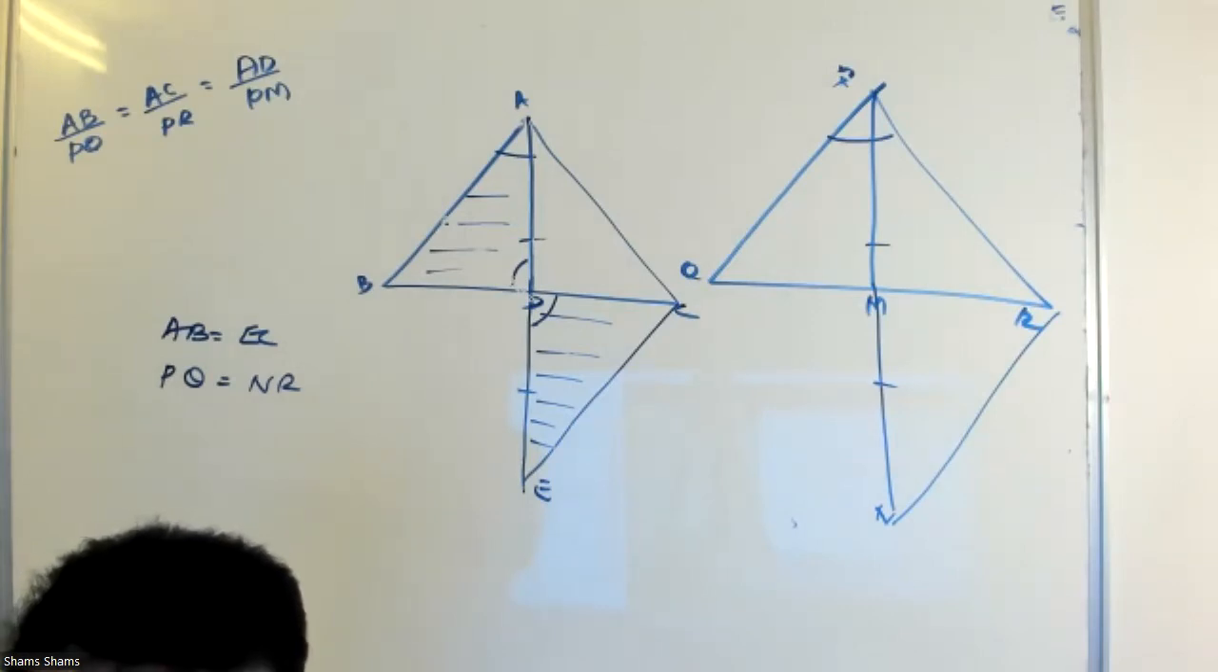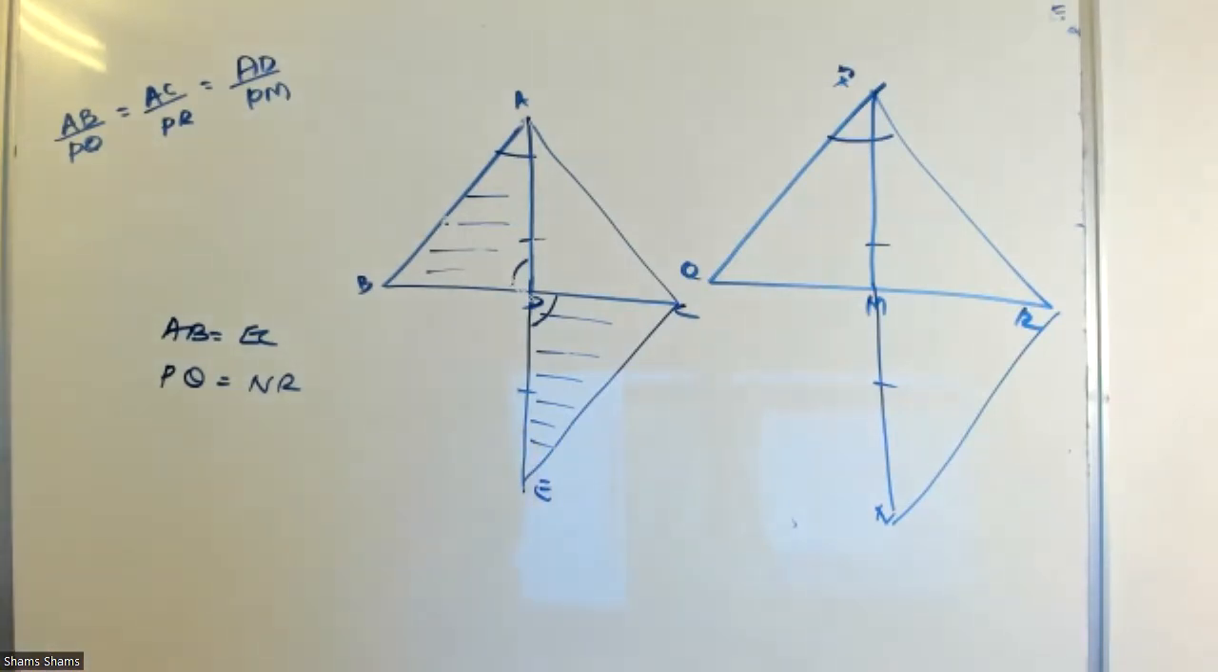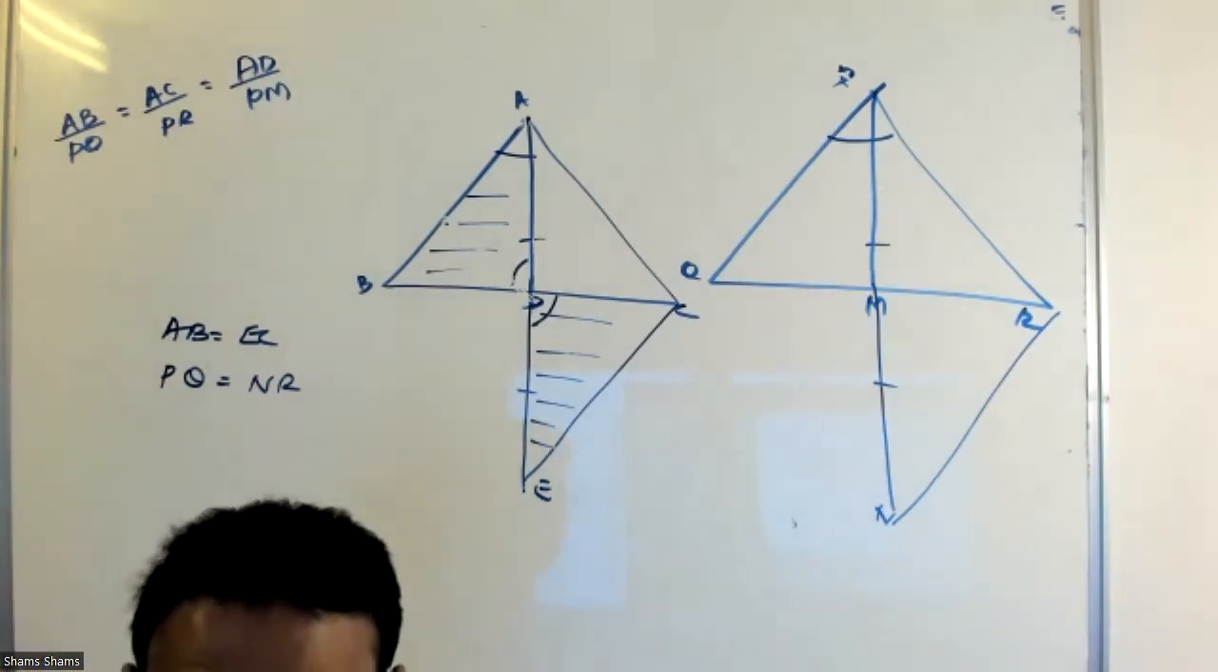AD equal to DE by construction. Angle ADB equal to angle EDC, vertically opposite angles. And BD equal to DC, given.